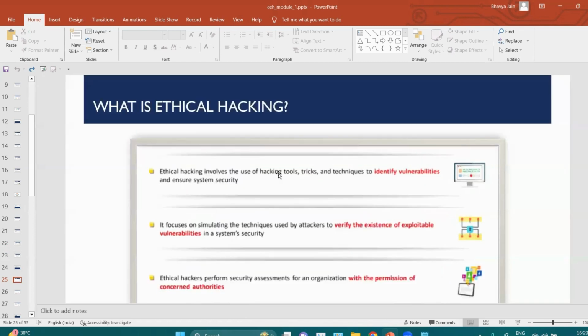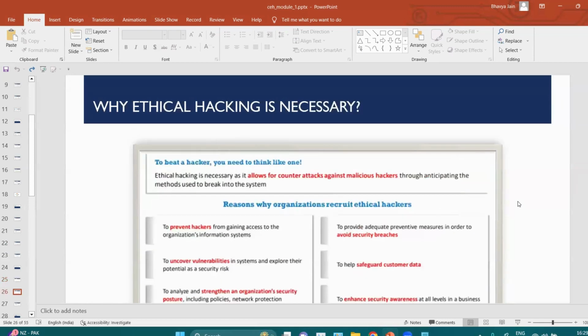Ethical hacking involves hacking tools, tricks, and techniques to identify vulnerabilities and ensure system security. It focuses on simulating the techniques used by attackers. We are replicating and copying the actions of a malicious hacker, so that we can understand how a malicious hacker can hack this device. Whatever we are doing, we do with the permission of the concerned authorities.